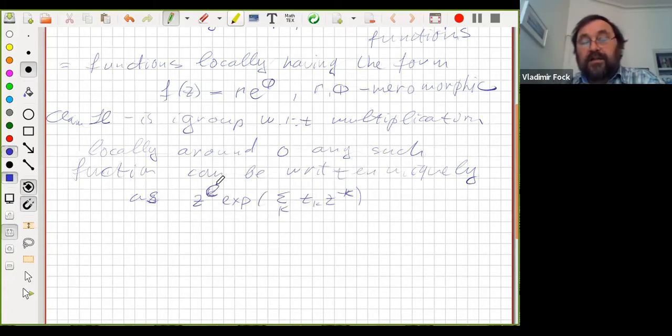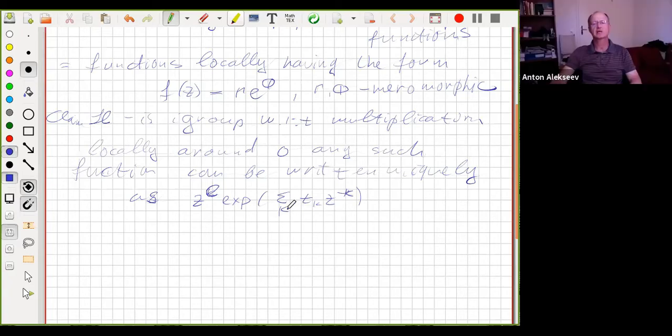So of course, this is any meromorphic function, but any meromorphic function is a power times something, such that you can compute the logarithm, so you can always represent it in such a way.